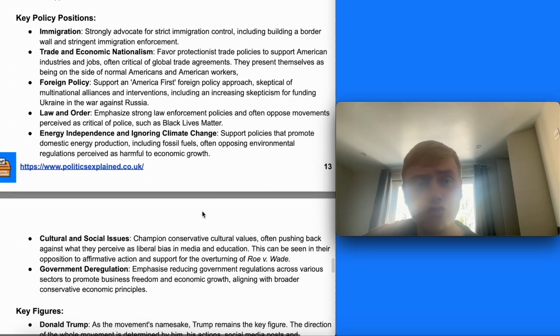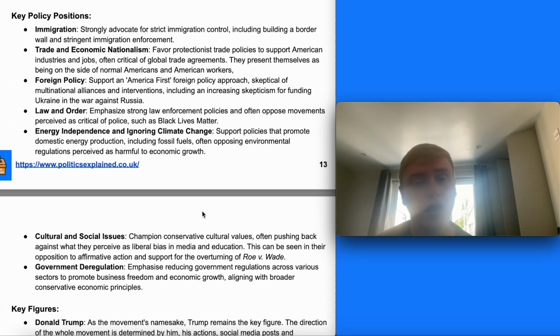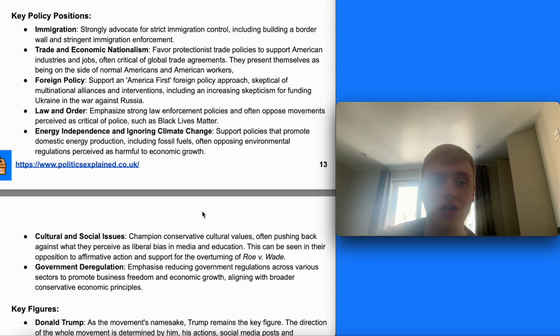On immigration, they strongly advocate for strict immigration control, including building a border wall and stringent immigration enforcement. They favour protectionist trade policies to support American industries and jobs, moving away from, for example, fiscal conservatives and moderates who support more free trade. And they present themselves as being on the side of normal Americans and American workers. They support an America First foreign policy approach, sceptical of multinational alliances and interventions, including the increasing scepticism for funding Ukraine in the war against Russia.